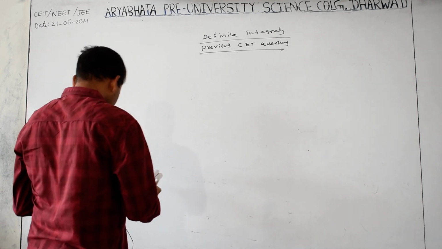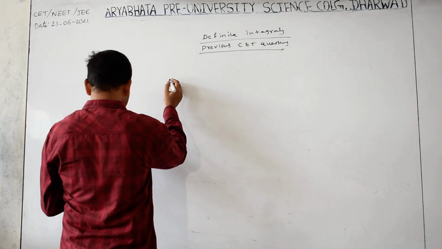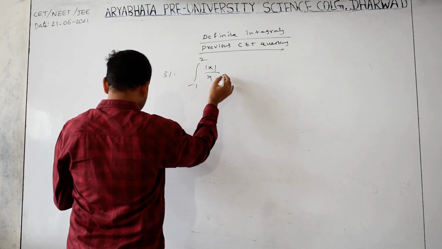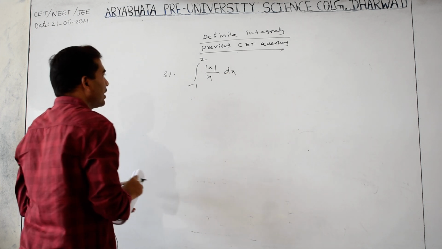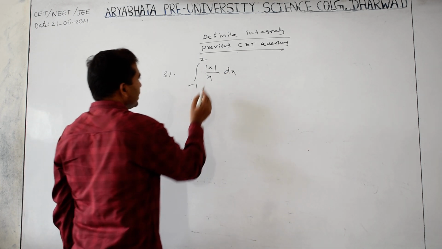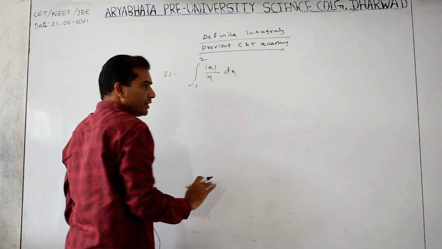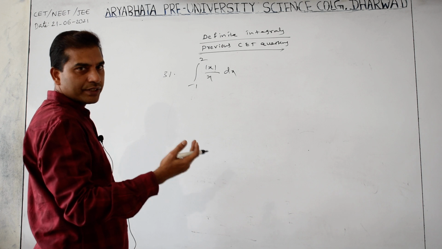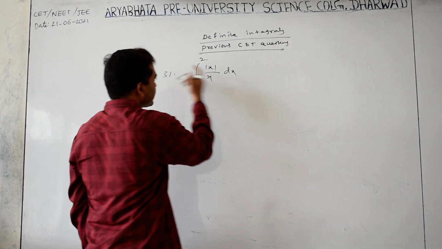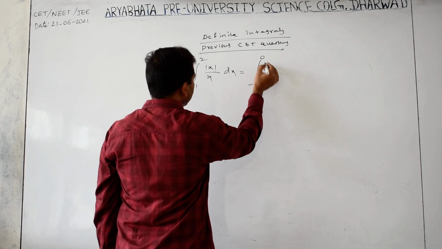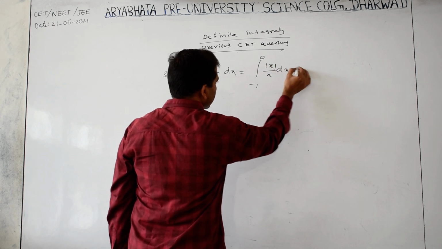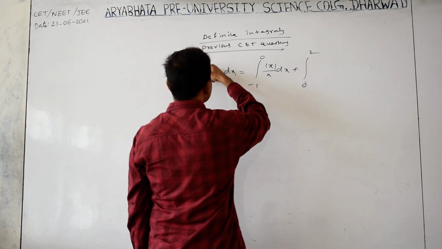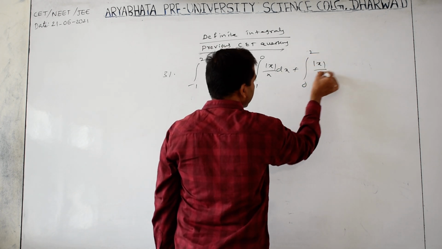Next, question number 31. Integration of minus 1 to 2 mod x by x dx. Here we should eliminate the mod. Mod changes between positive and negative at 0. Is 0 there in this interval? Yes. So we have to split: minus 1 to 0 mod x by x dx plus 0 to 2 mod x by x dx.